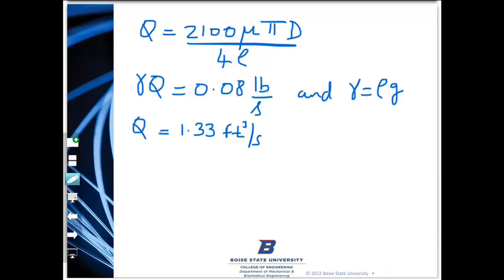Okay. So now in the above equation for Q, the only unknown is D, right? So I can substitute that. So that means D will be, if you do the math, about 3.35 feet. Okay. So this is how you accomplish doing this problem.